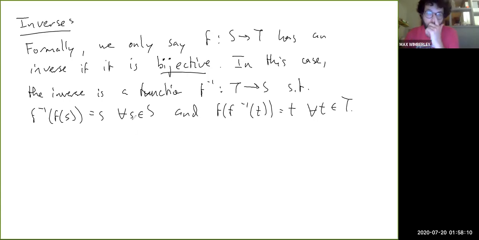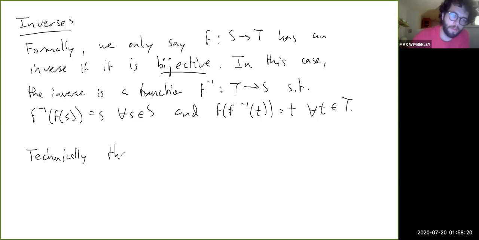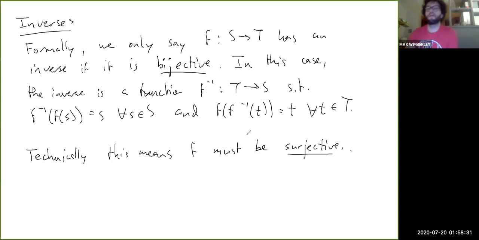Okay, so that's when an inverse exists. And so the main thing, technically, this means f must be surjective. Okay, the strange thing about this is the surjectivity requirement, okay?